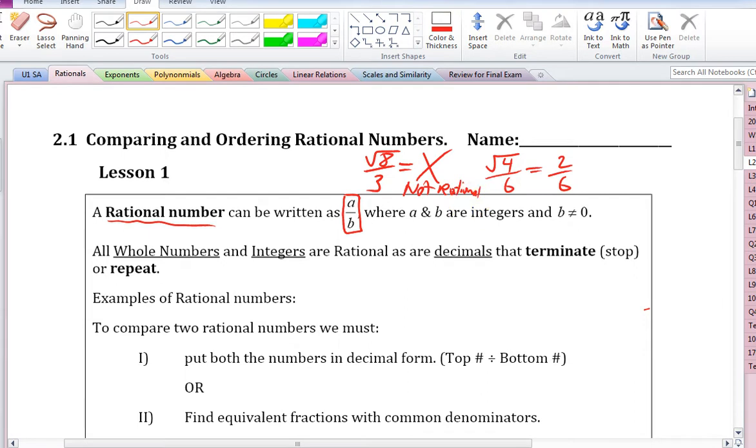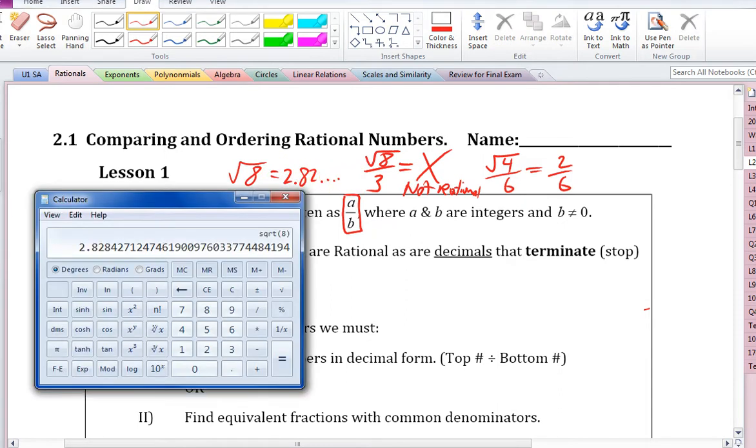So that's one way to check. Now the other way to check: square root 8 by itself equals this decimal, 2.82 dot dot dot. It goes forever and ever and has no end. If it has no end and it doesn't repeat, you can't make it into a fraction.